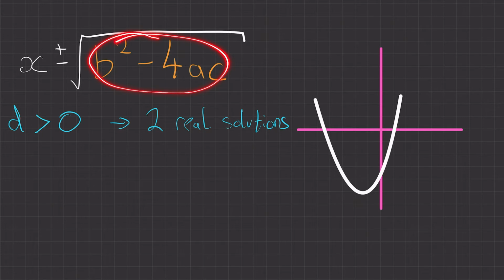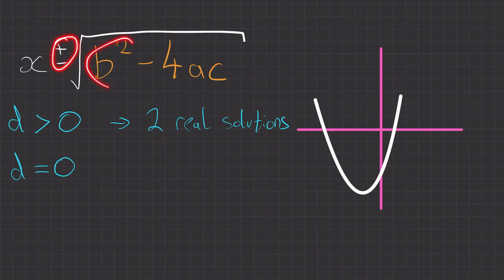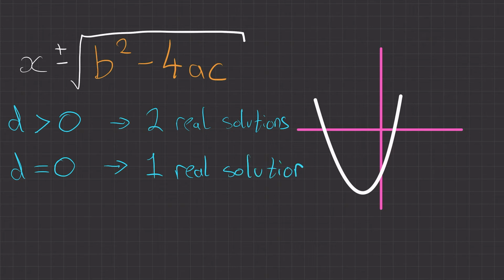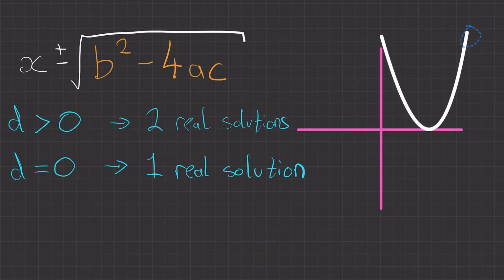If this value is equal to 0, then whether you plus or minus this value, you're adding 0 or taking away 0, so this x value will end up being the exact same because it's not being affected. So you're not getting two solutions, but instead you're getting one solution. Therefore, if the discriminant equals 0, you get one real solution, and the graph could look something like this.